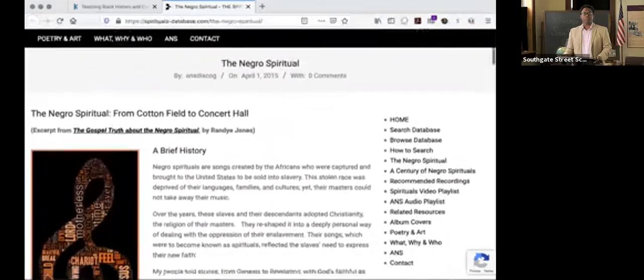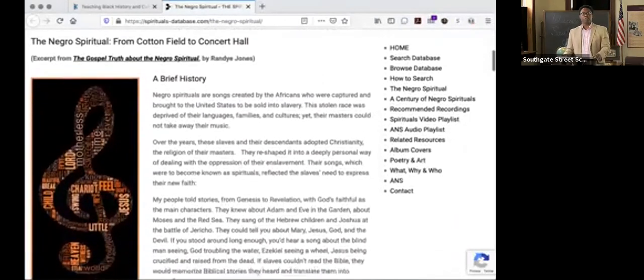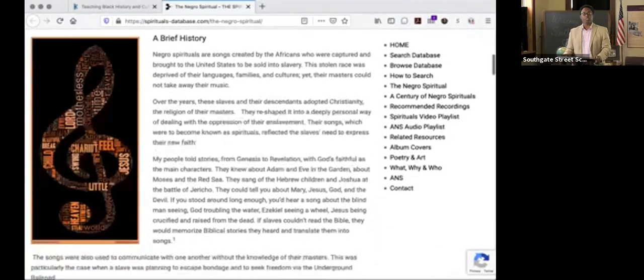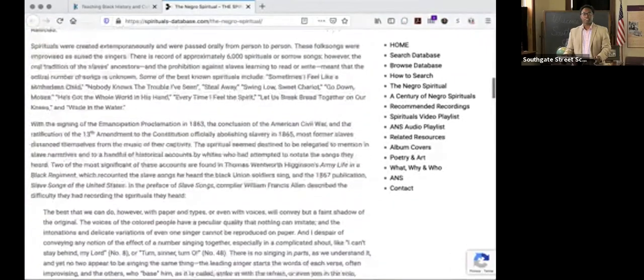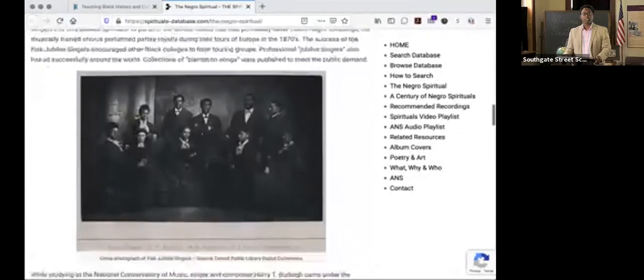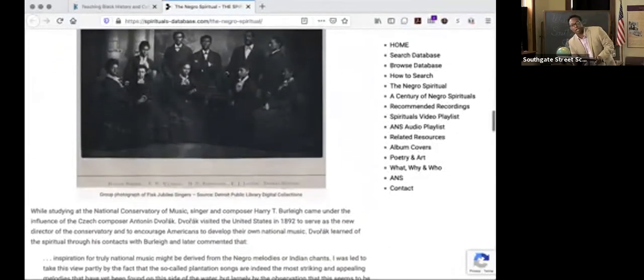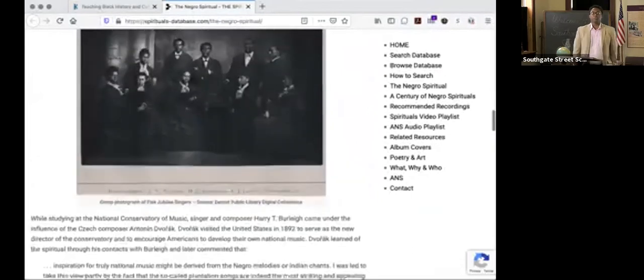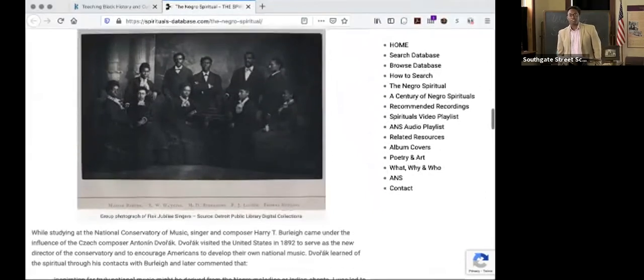The Negro Spiritual from the cotton field to the concert hall. It gives a brief history here. Go down a little bit. And yeah, just keep going. And it deals with, and I believe that's the Fisk Jubilee Singers. The Fisk Jubilee Singers were well known for popularizing the spirituals. They traveled the country sharing spirituals.